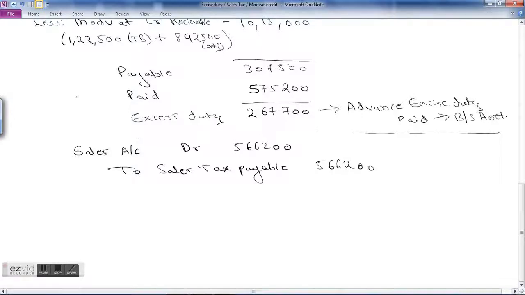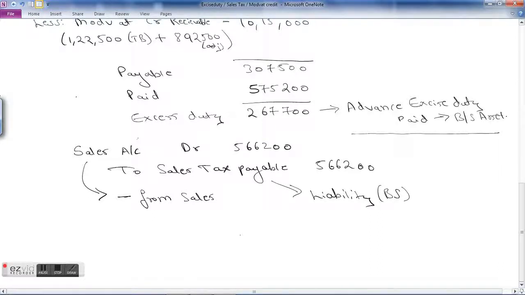So what will be the impact of this? You are debiting the sales account, so you have to reduce it from sales. Okay, and then this will be your liability, balance sheet liability, since this sales tax is payable.